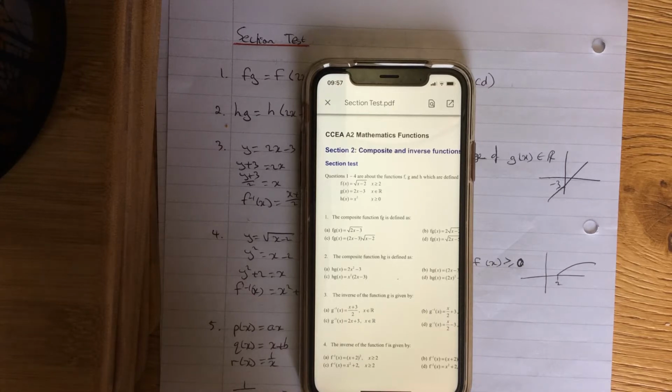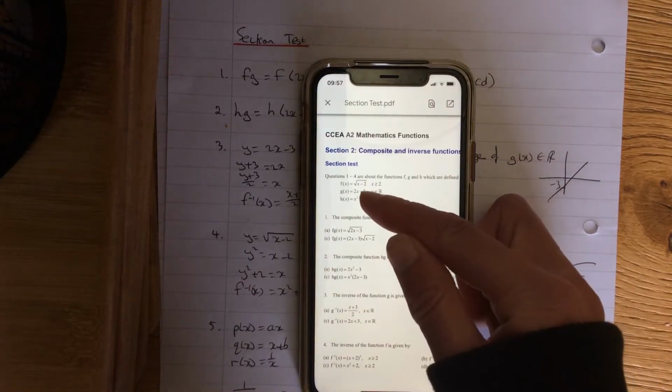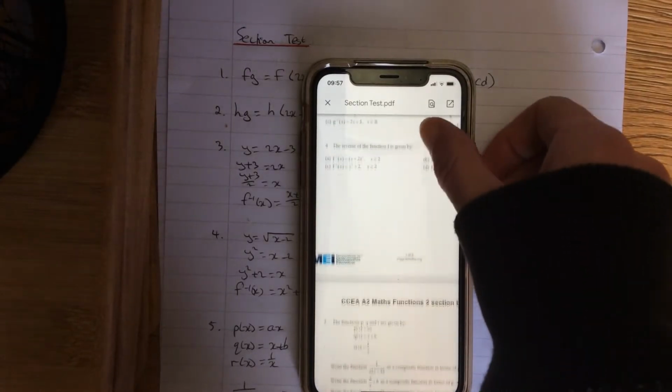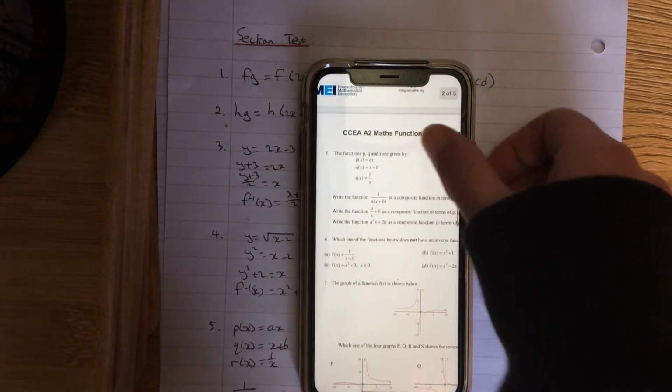Okay, going to have a look at the section test. Questions 1, 2, 3, 4 are using these functions here. I think they should be self-explanatory. Using my notes shouldn't be too bad.